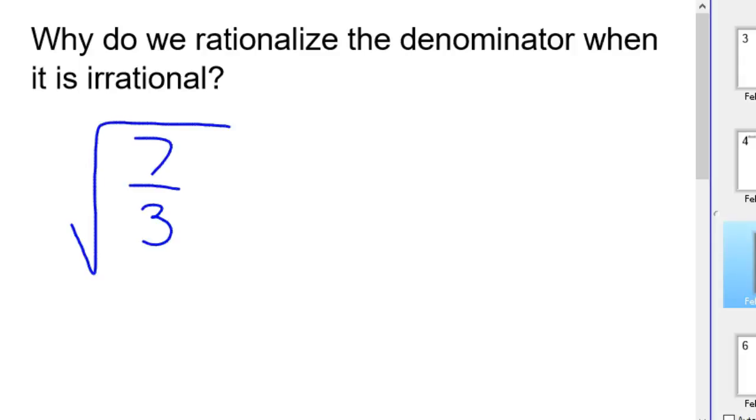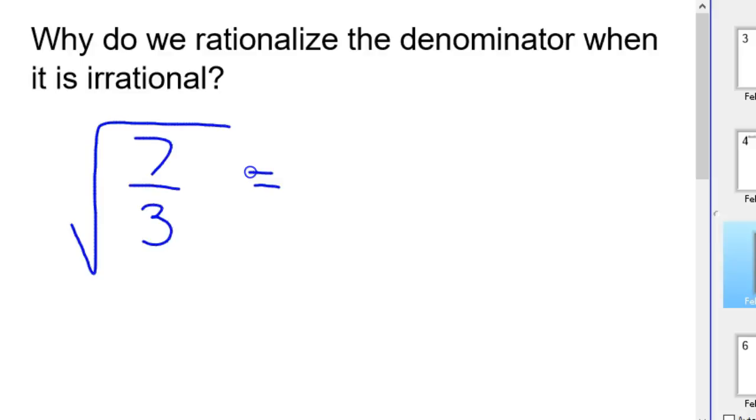So why do we rationalize the denominator when it is irrational? Back in the day, if you had a problem like the square root of 7 over 3, you would have had to break out tables and figure out what this thing is.